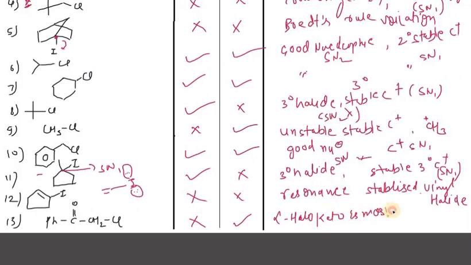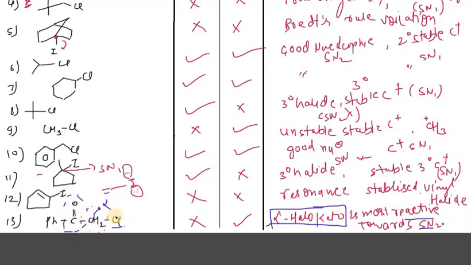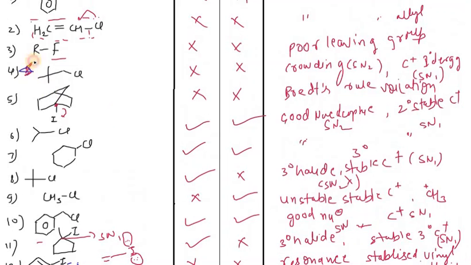It is most reactive towards SN2. So it is a little bit not according to the trend. According to the trend, we are not considering here the steric crowding or the stability of the carbocation. So in case of an alpha haloketone, when we have a halogen on the alpha position and it is a ketone group, it is most reactive towards SN2. So again this is a little bit different, and this is also a little bit different.